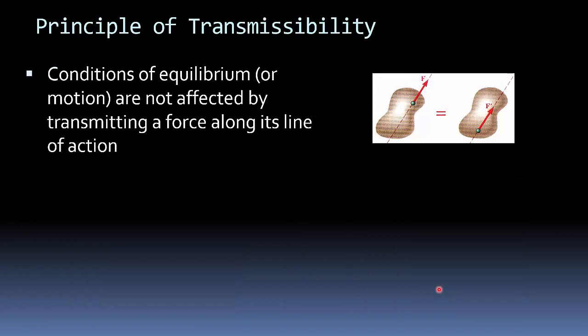and so that's why we're going to concern ourselves with those forces. Now we have something called the principle of transmissibility. The principle of transmissibility says that conditions of equilibrium or conditions of motion, either one, are not affected by transmitting a force along its line of action.